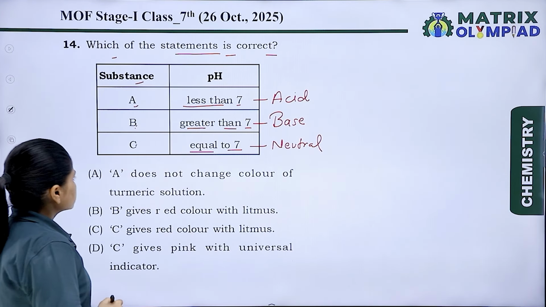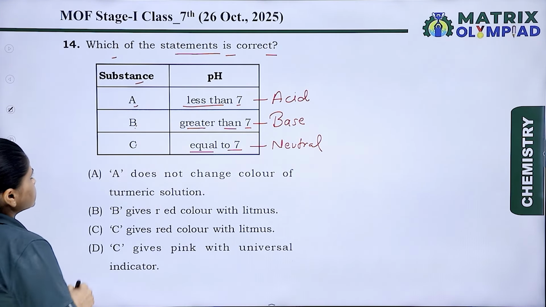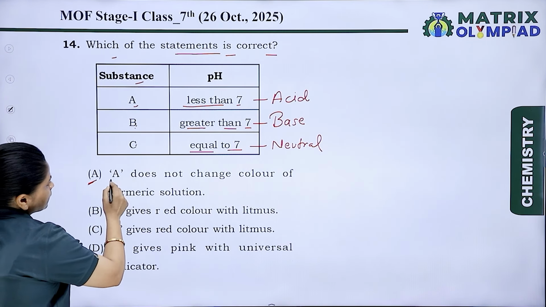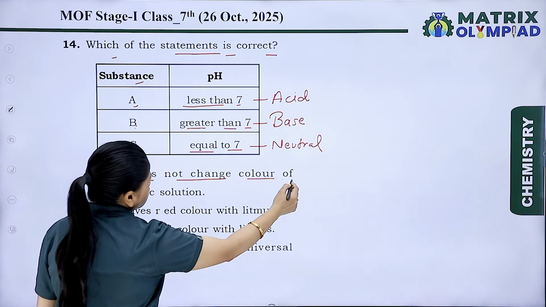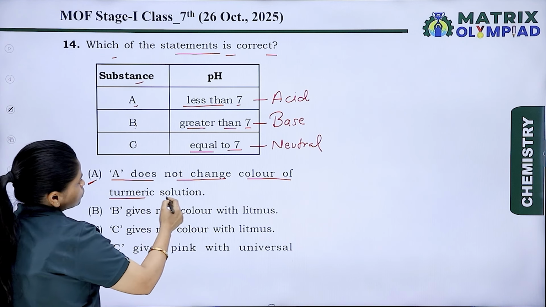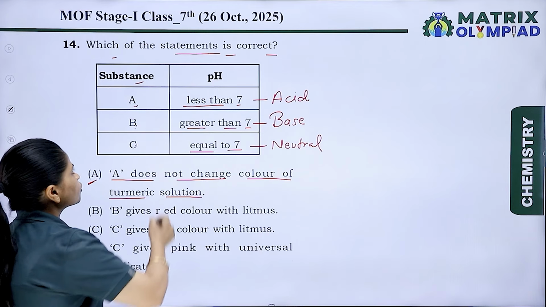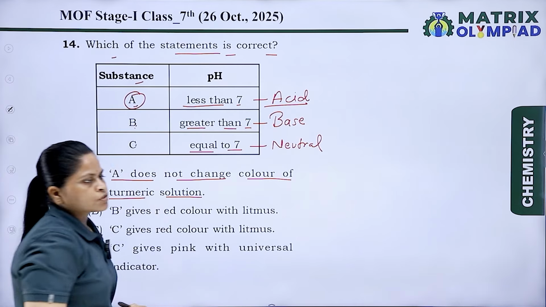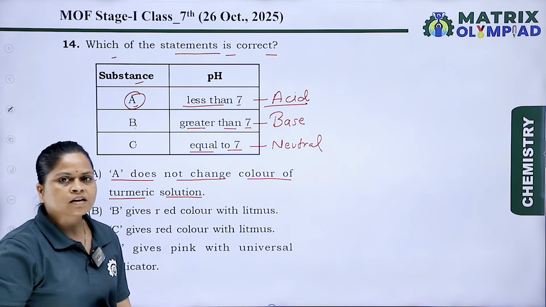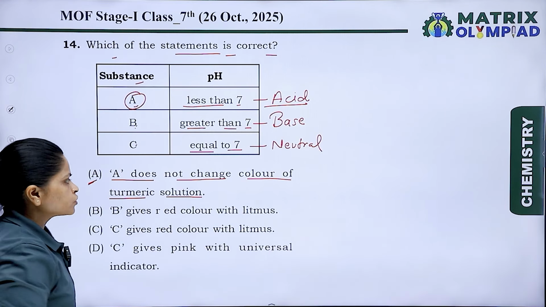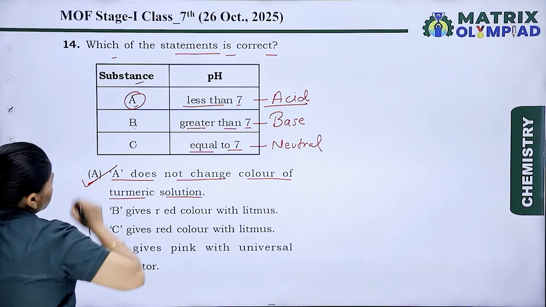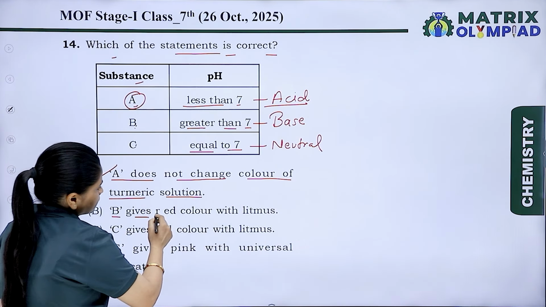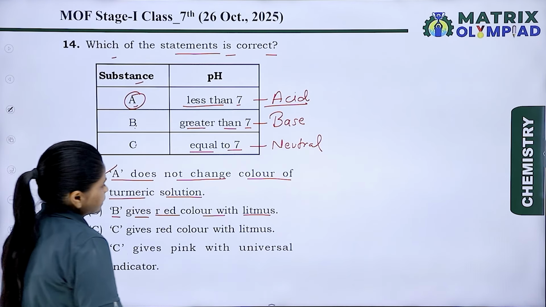Now let's choose the correct statement from the options. Option A, A does not change the color of turmeric solution. As we know that A is acidic and an acidic solution does not change the color of turmeric solution, so this statement is correct. B gives red color with litmus.